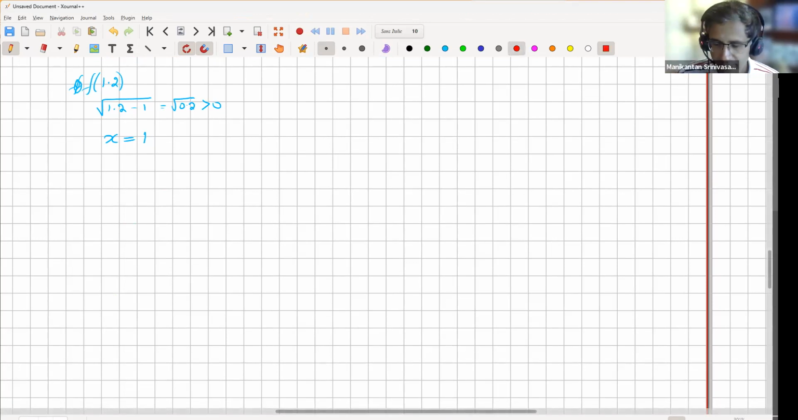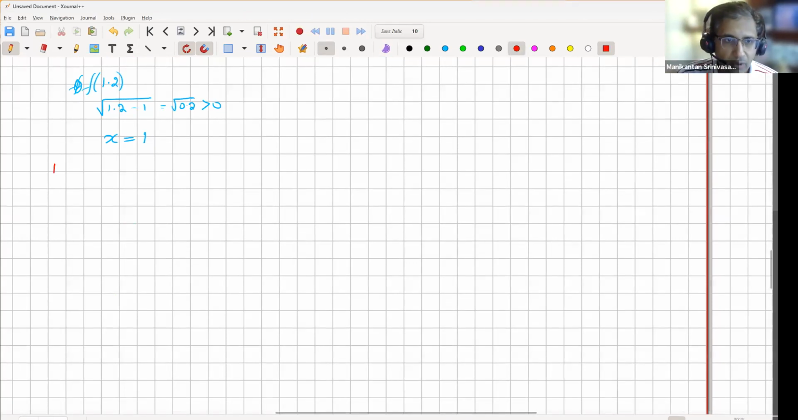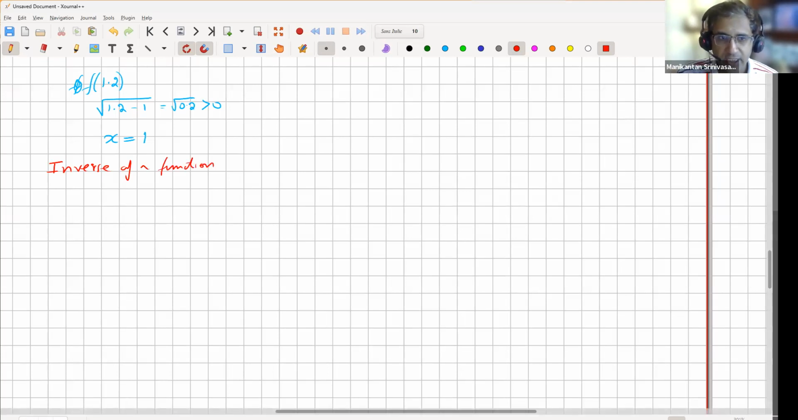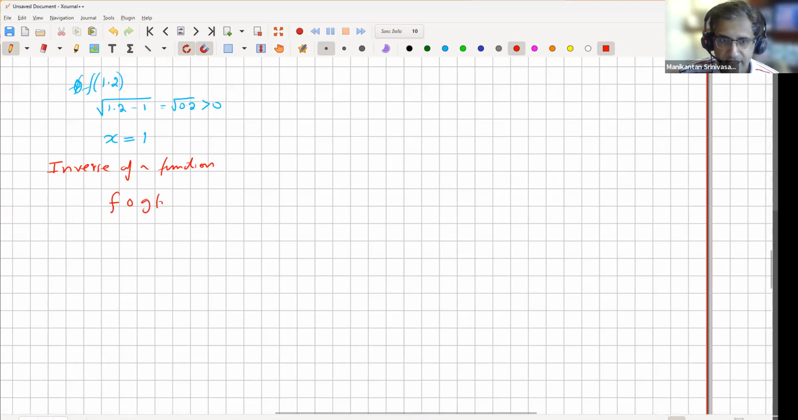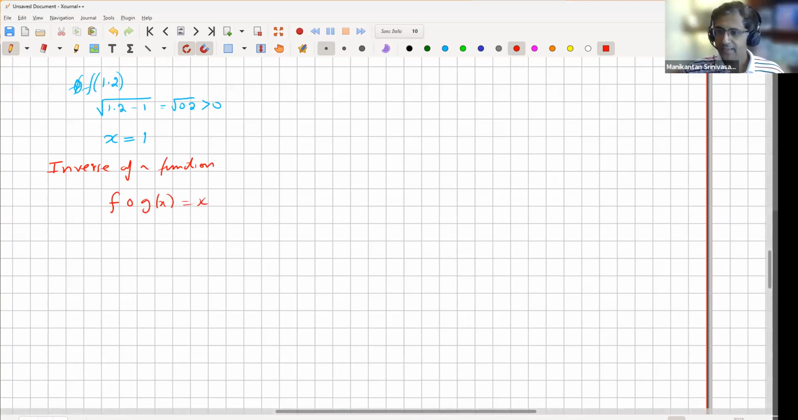Now, in the sequence of things we are looking at, there is something called the inverse of a function. We say G is an inverse of F if F of G of X is back to X. Just like the plain English word, whatever F does, G undoes it. It sets it back to the original input.